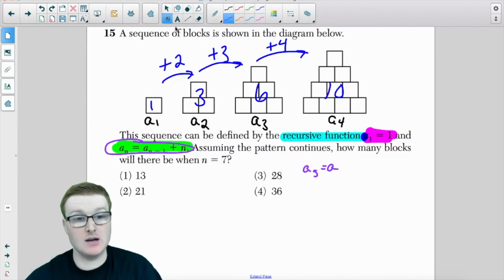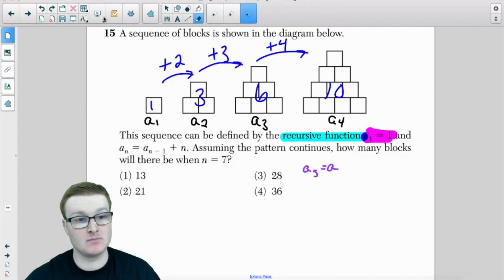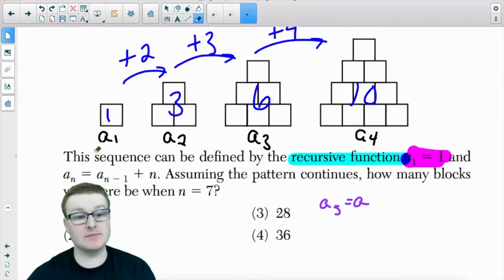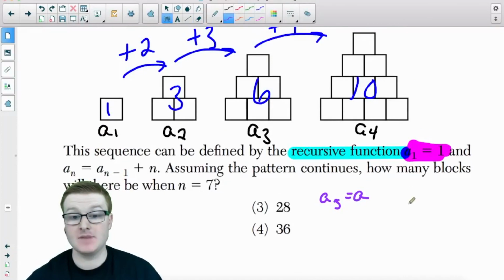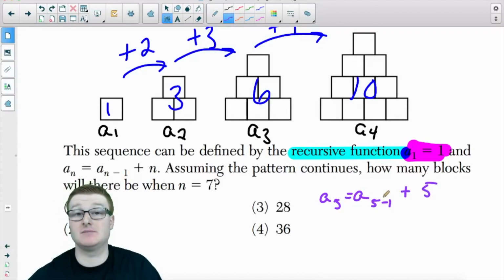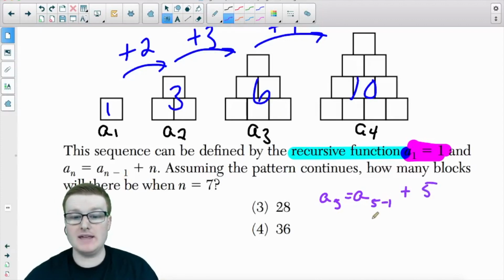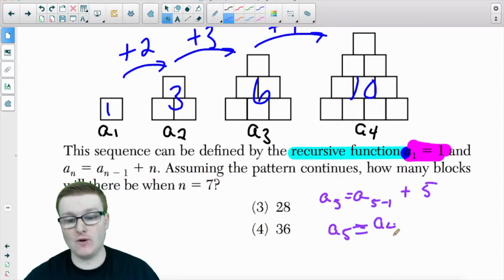So this is a sub n, where you see an n, which is that little subscript there, it's n minus 1. So we want to find the fifth term, right? So we plug in the number 5 for n. We're trying to find the fifth term because we're finding a sub 5. So what we get here is a sub 5 is equal to a sub 4, since 5 minus 1 is 4, plus 5.